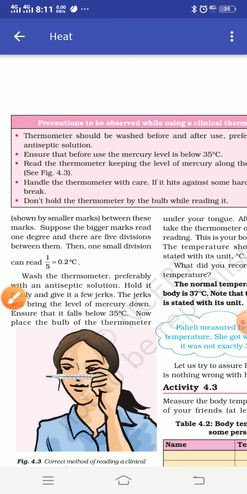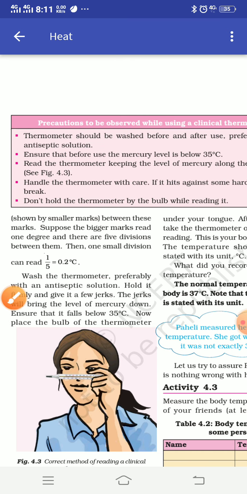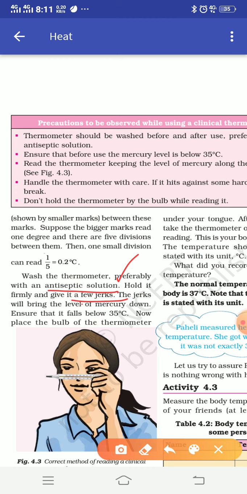Now the next step is to wash the thermometer, preferably with an antiseptic solution. You might have observed when you go to the doctor's clinic that the thermometer is inserted in an antiseptic solution. Hold it firmly and give it a few jerks. When you or your family members have a fever and go for testing, you will see the doctor gives a jerk to the thermometer. He is adjusting the mercury.